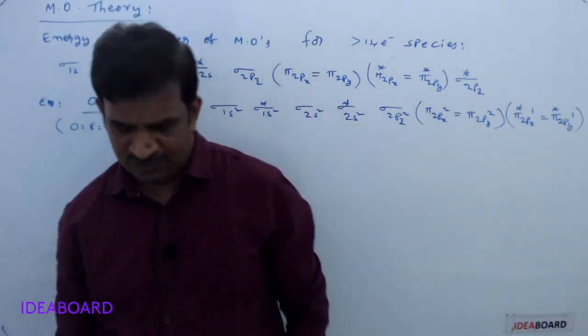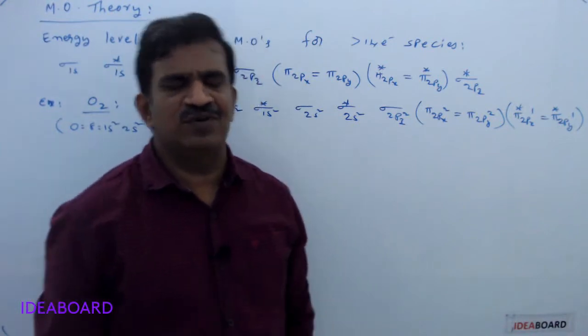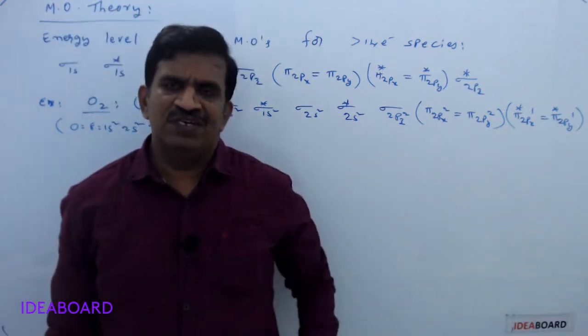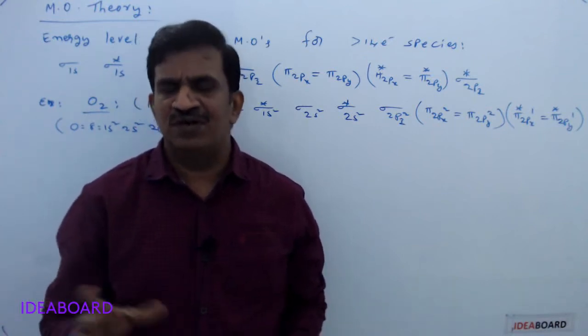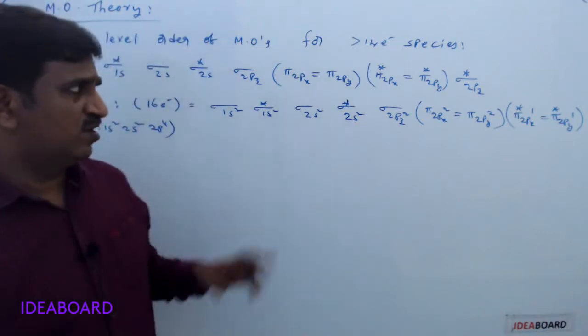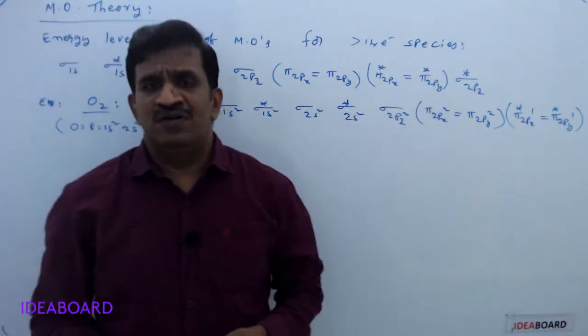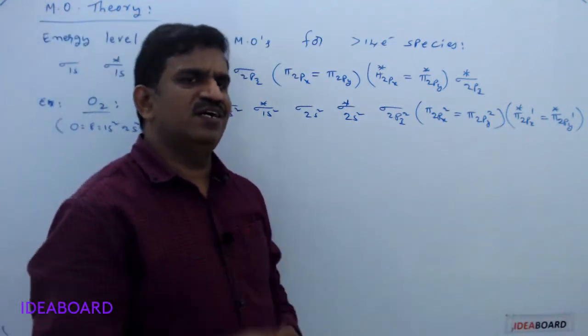Hi students. Yesterday we discussed up to nitrogen molecules, that is, species containing 14 electrons or fewer. How we can write the energy level diagram, how we can write the molecular orbital energy level order, and next, the bond order calculation and paramagnetic or diamagnetic nature.